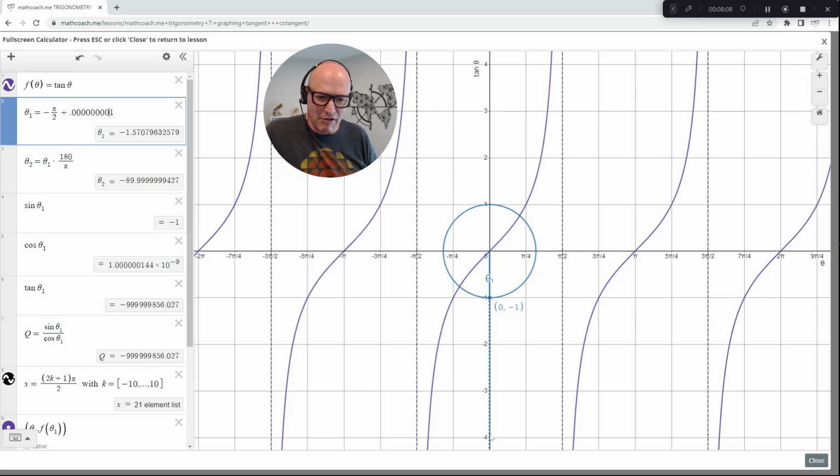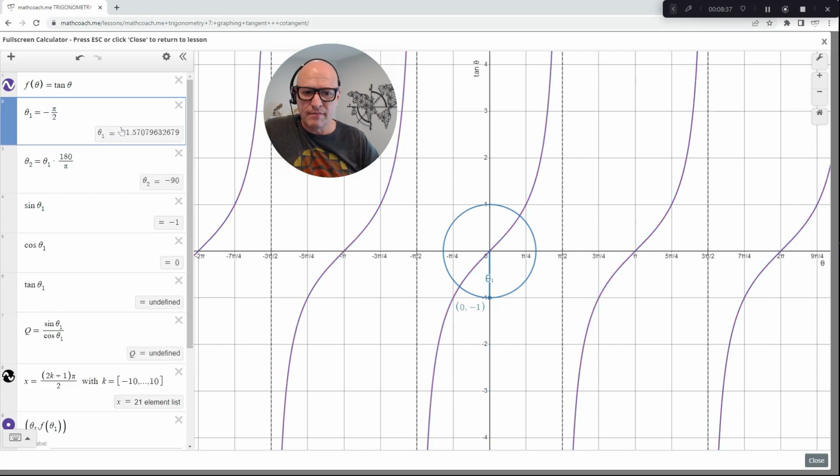It looks like it's going right along the y-axis. Well, it's slightly off the y-axis. We just can't see it on this scale, and we couldn't see it on any scale because it would just be way too large. So basically, this is approaching negative infinity as we get closer and closer to negative pi over 2. When we get there, the function is undefined.